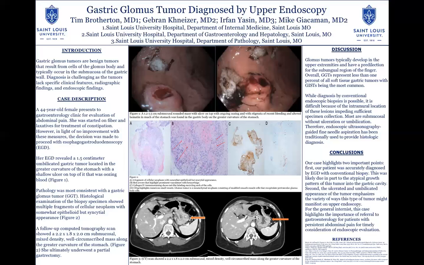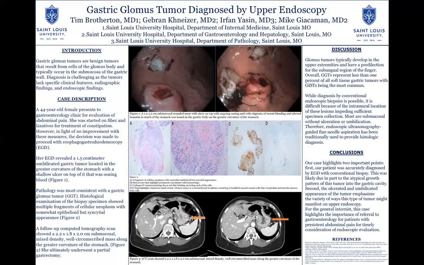A CT scan was, of course, obtained, and you can see a couple of slices from that CT at the bottom of the poster. It showed a 2.2 by 1.8 by 2.0 centimeter submucosal mixed density and well-circumscribed mass along the greater curvature of the stomach. There is an orange arrow pointing toward that tumor on the CT scan there at the bottom.